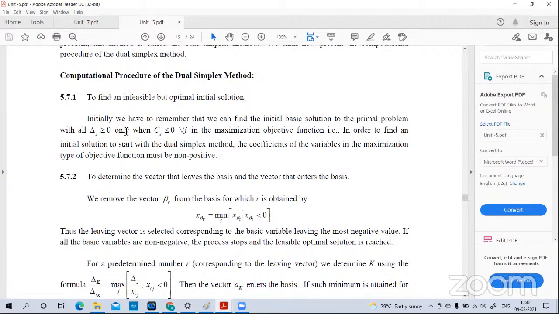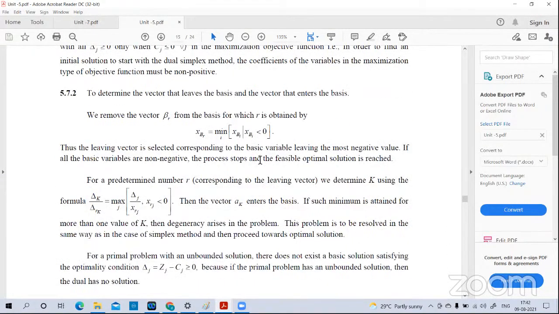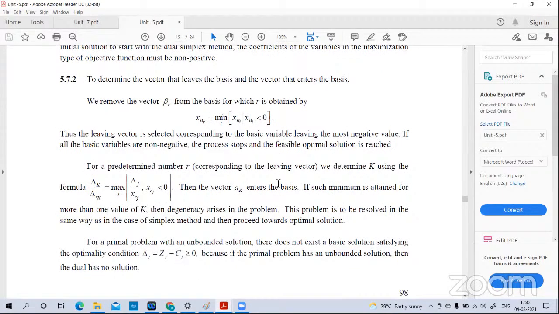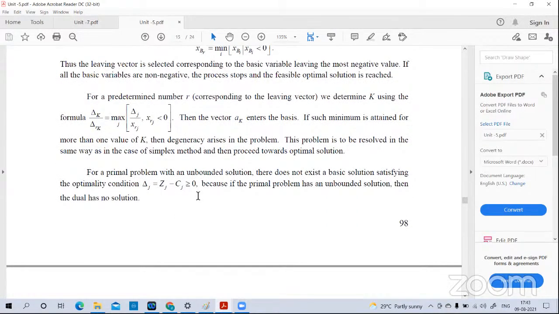Ratio is the same. Delta J first, I will calculate Zj minus Cj. All Cj's are less than or equal to 0. Then it comes to the minimization Z, xb by xj. Then maximization delta J, Zj minus Cj greater than or equal to 0. This gives the best optimal solution.